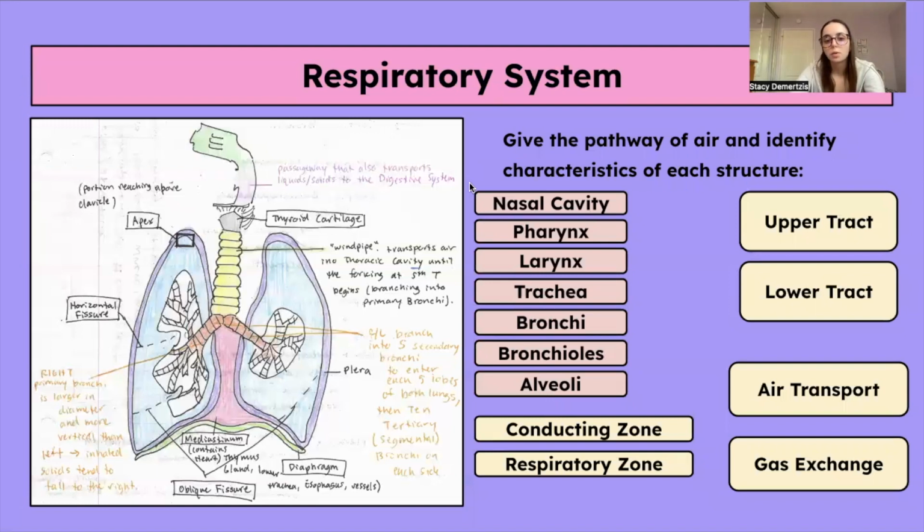Anatomically, we like to break up the respiratory system into the upper respiratory tract and the lower respiratory tract. So I want you all to tell me which structures would be considered the upper tract and then which structures would be considered the lower. You can put it in the chat or you can unmute. Which structures are collectively known as the upper respiratory tract?